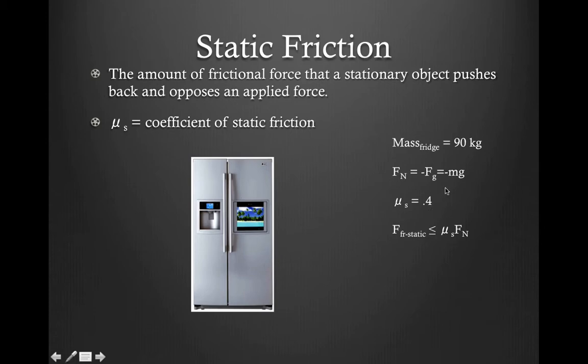Let's say we have a fridge that's 90 kilograms and we're trying to push it to the right. Well, the normal force on the fridge is going to be equal and opposite to the gravitational force on the fridge. Drawing in the normal force, remember the normal force is the force between the fridge and the floor or the ground. So it points upward. And the gravitational force is what is pulling the fridge downward.